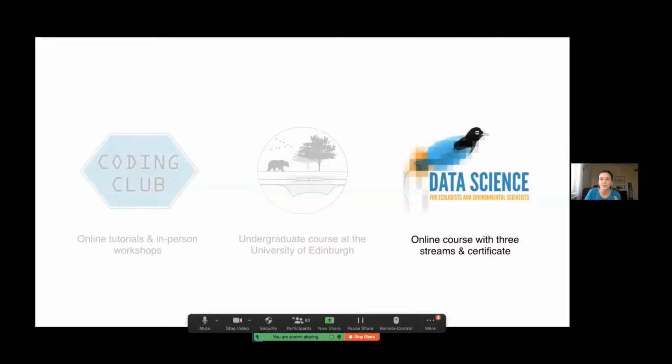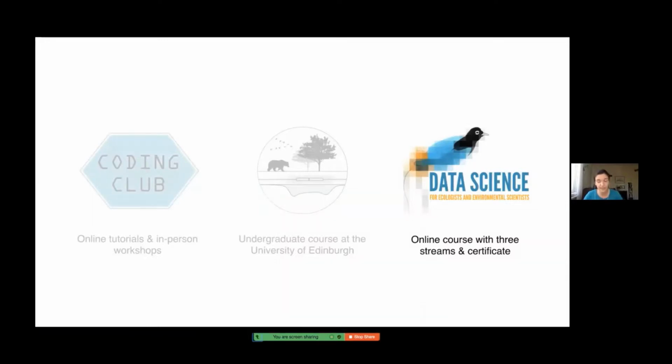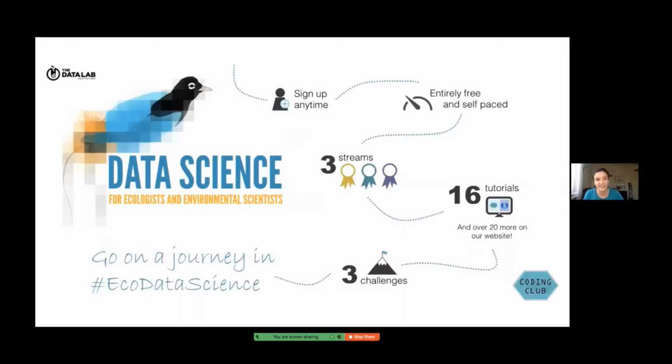And around the same time, we learned about the funding opportunity from the Scottish Data Lab to create an online course. And we applied, and we were successful. And so the course is now real. It exists, and anyone can sign up. It's called Data Science for Ecologists and Environmental Scientists, and it's fully free, and you can do it at your own time. We don't really have any periods when the course is running.